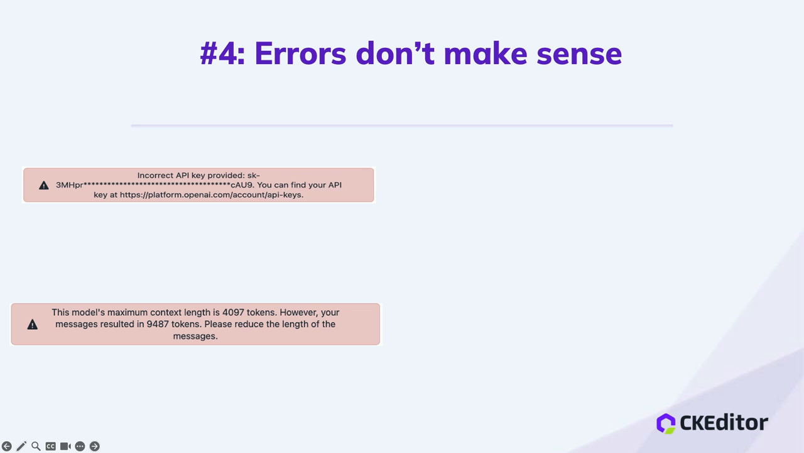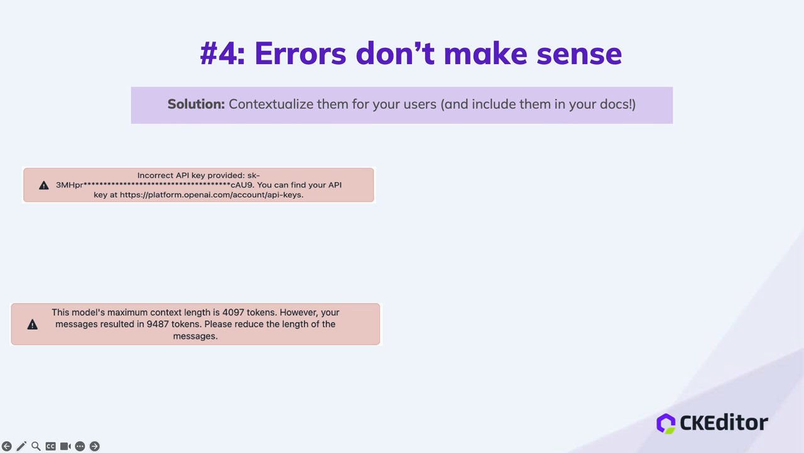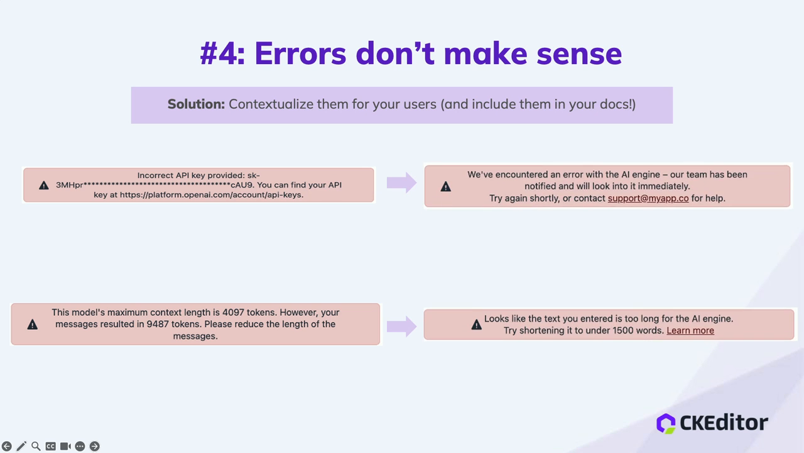So the fix for that is to contextualize them for your users so they really understand what tokens are or what an API key is, or just simply say, as we do, we've encountered an error with the AI engine. Our team has been notified. So plug in some functionality so you know that an error has happened. Try again or contact our support team, right? Contextualize this so that your users are not stuck being like, oh, I never entered an API key. What are they talking about? Or, I don't know what tokens translate to. They understand words. So try just saying, try shortening it under 1,500 words. Just makes it a lot easier in terms of user experience.